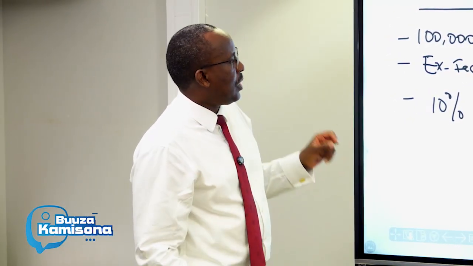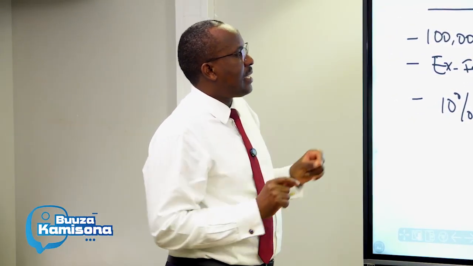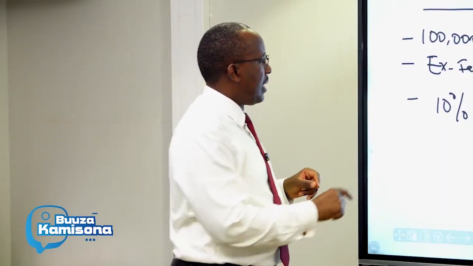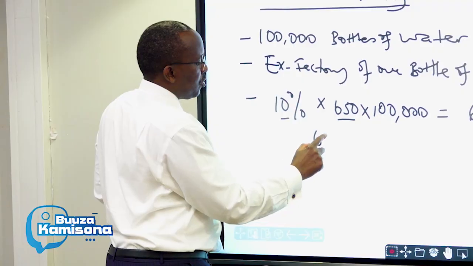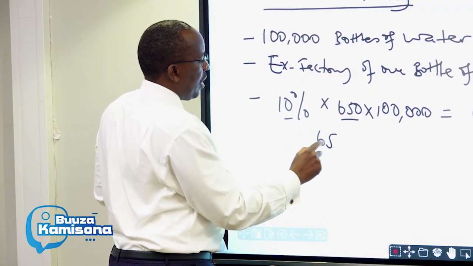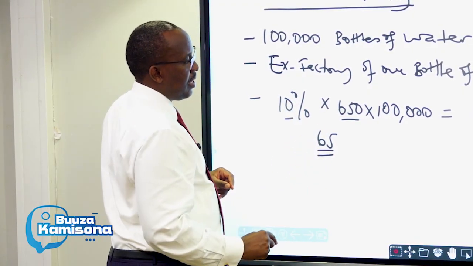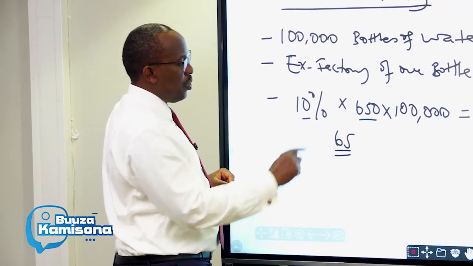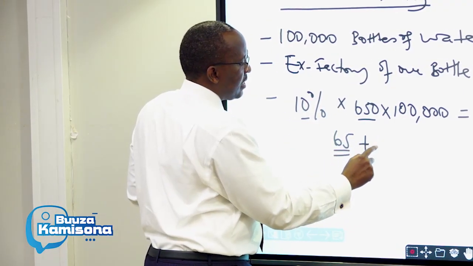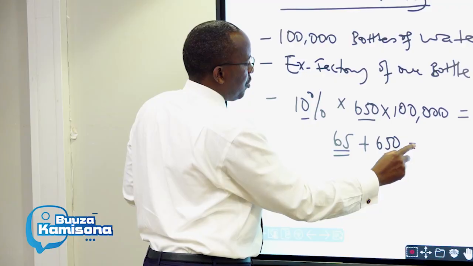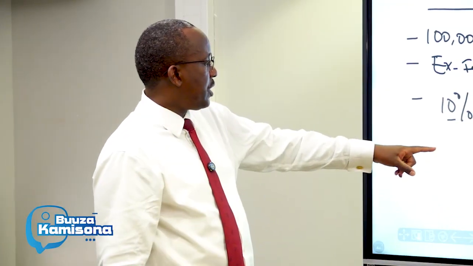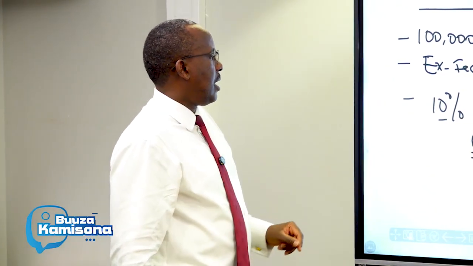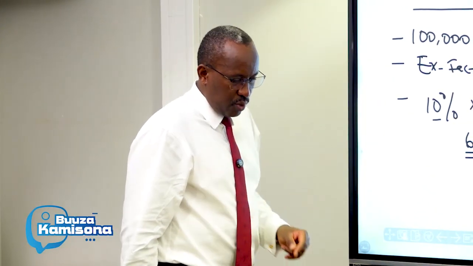But what would be the cost of excise duty on just one bottle? Remember, it is 10% of 650. The actual excise duty on one bottle would be 65. And what would be therefore the cost of the bottle? It would be this 65 plus 650, so 715 would be the actual cost of a bottle of water with excise duty inclusive.